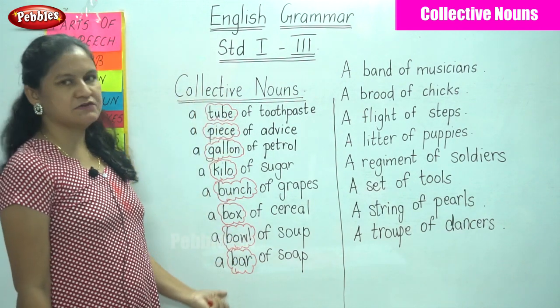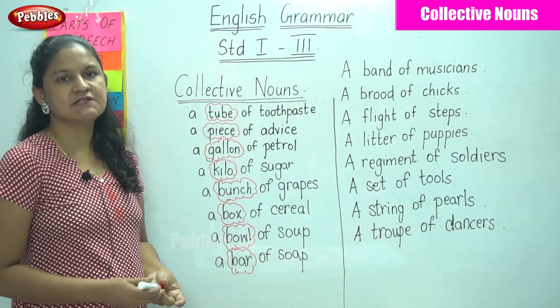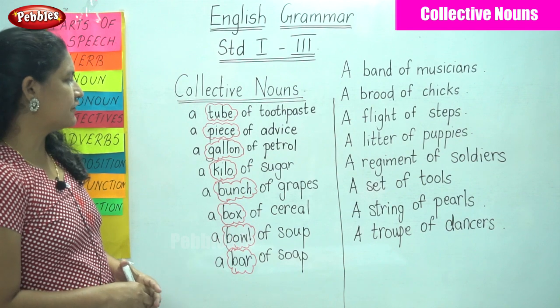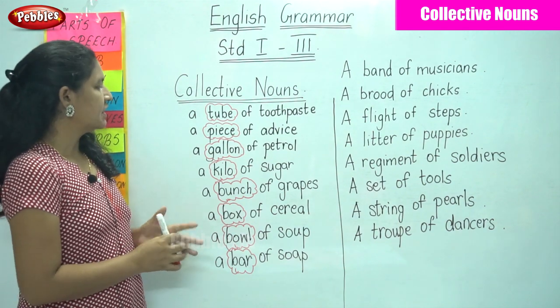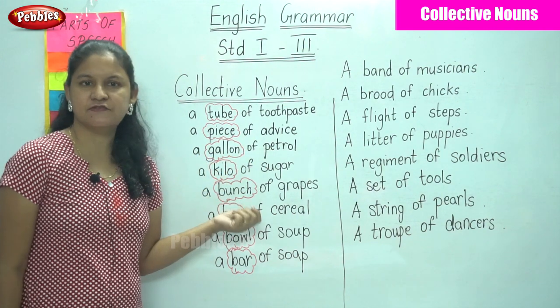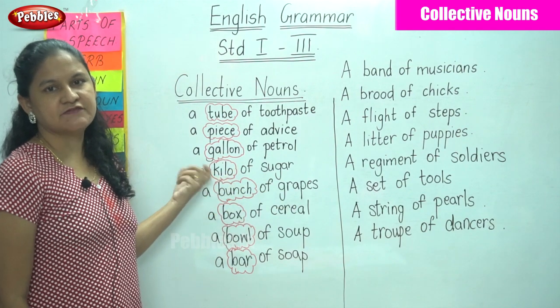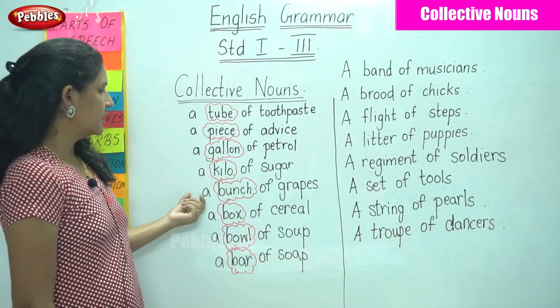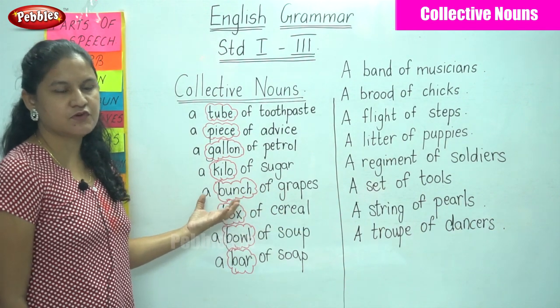So the collective nouns used are a tube of toothpaste. So the collective noun is tube. A piece of advice. So the collective noun used is piece. A gallon of petrol. So gallon is again a collective noun. A kilo of sugar. So the collective noun is kilo. A bunch of grapes. So bunch is the collective noun for grapes.